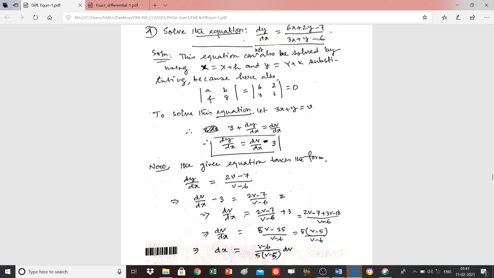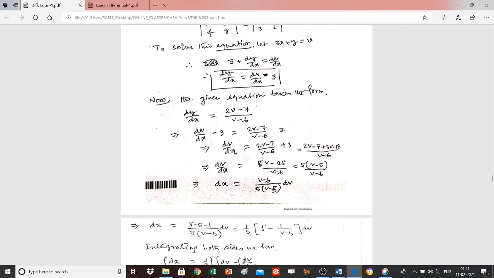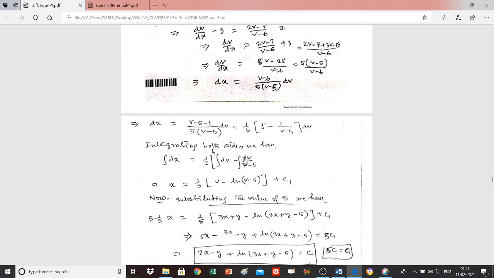So that will give you dy by dx is equal to (2v minus 7) by (v minus 6), and you know dy by dx is equal to dv by dx minus 3, that is equal to (2v minus 7) by (v minus 6). So now you have to simplify this expression, and finally you get dx is equal to (v minus 6) by 5 into (v minus 5) into dv. So after that you need to integrate these equations.